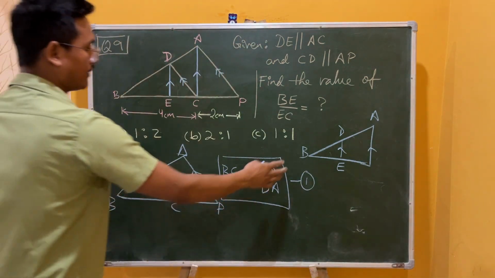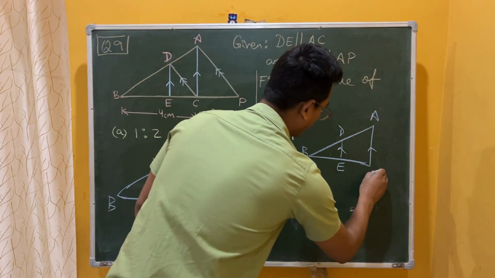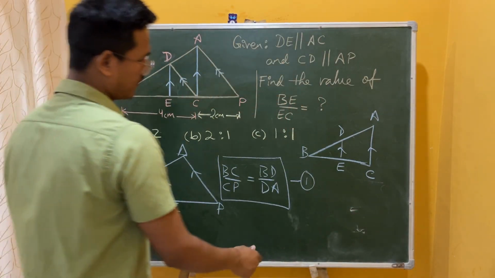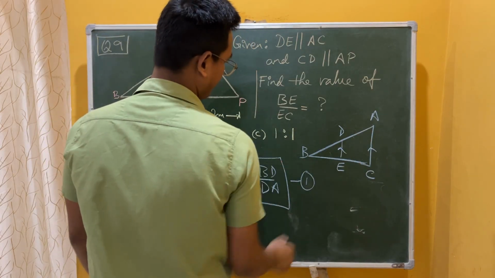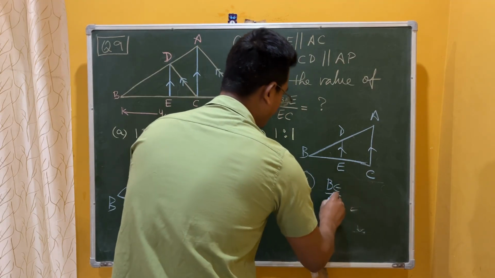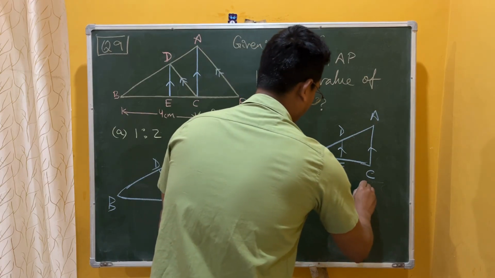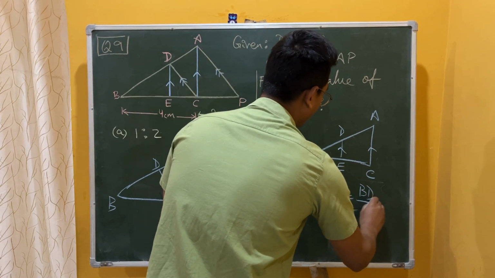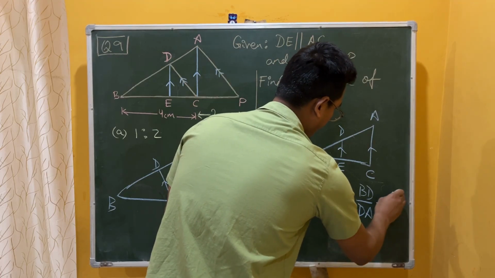So you can correlate the points and the figure, right? Here this line is parallel to this side, so I can write BE upon EC equals BD upon DA, right?